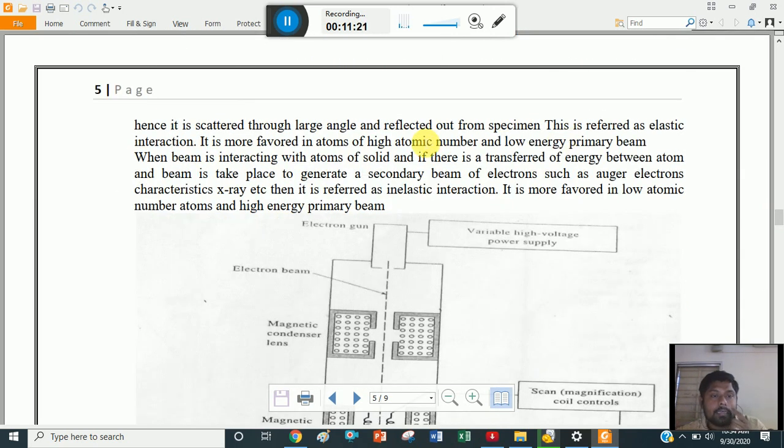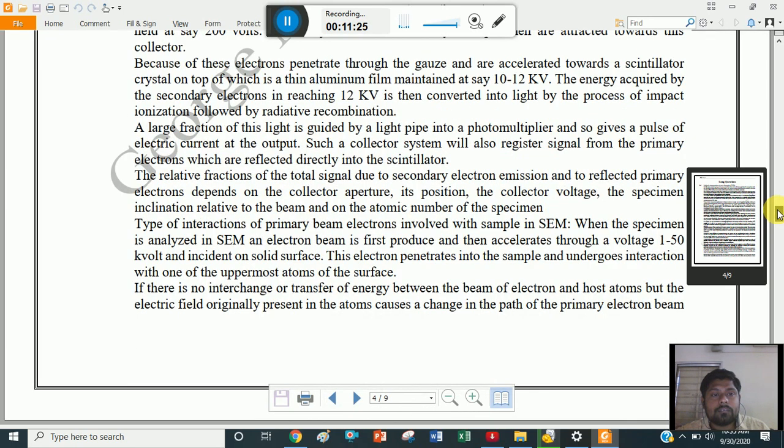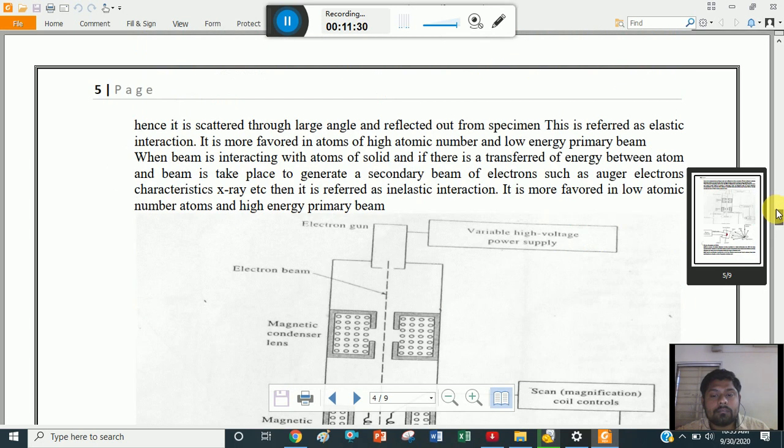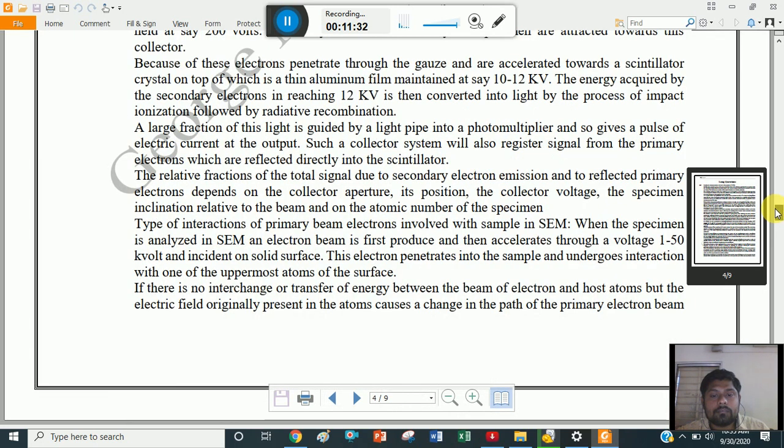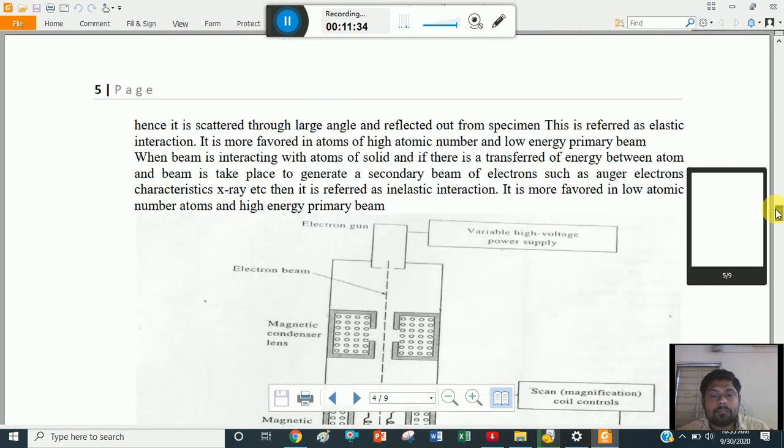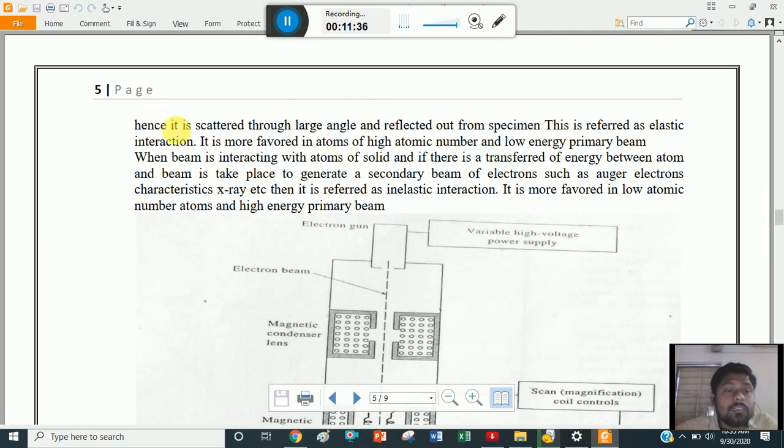hence, it is scattered through a large angle and reflected out from the specimen.